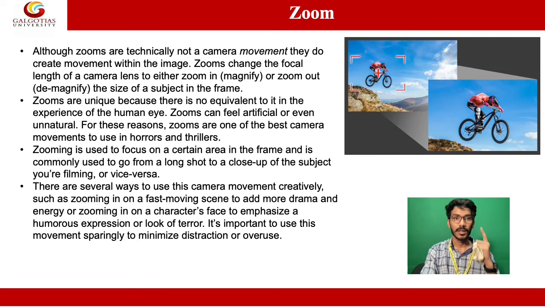Next we have the zoom shot. Although zooms are technically not a camera movement, they do create a movement within the image. Zooms change the focal length of a camera lens to zoom in, magnify, or to zoom out, demagnify the size of a subject in the frame. Zooms are unique because there is no equivalent to it in the experience of the human eye. Zooms can feel artificial or even unnatural at times. For these reasons, zooms are one of the best camera movements to use in horror and thriller films.